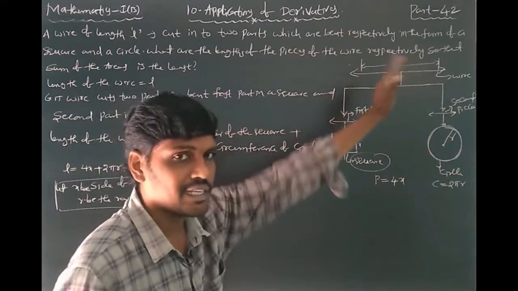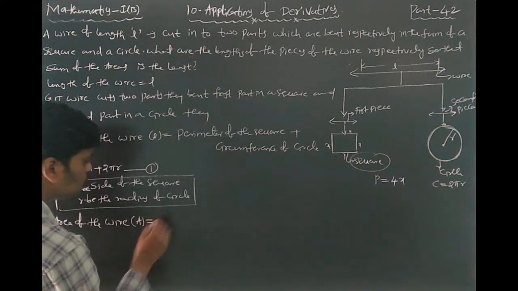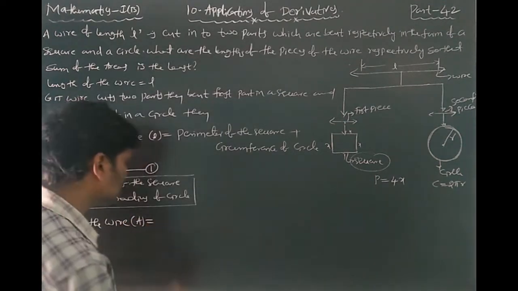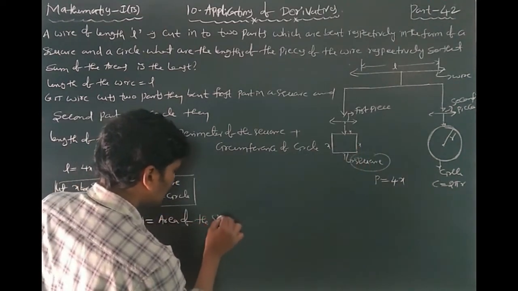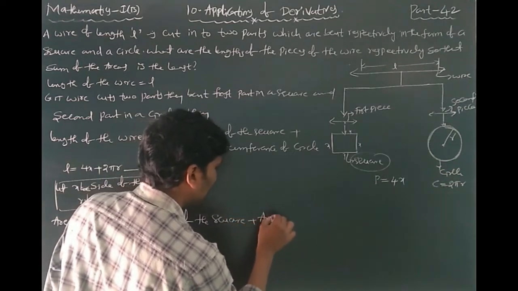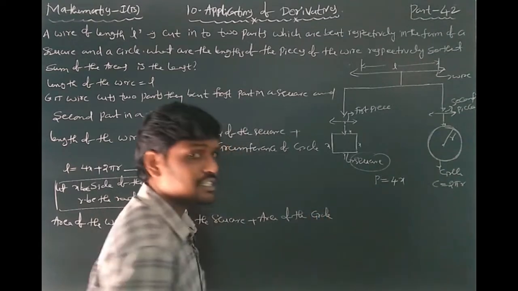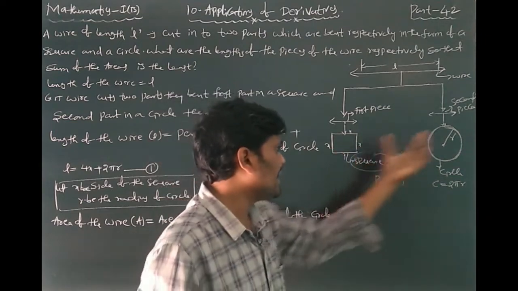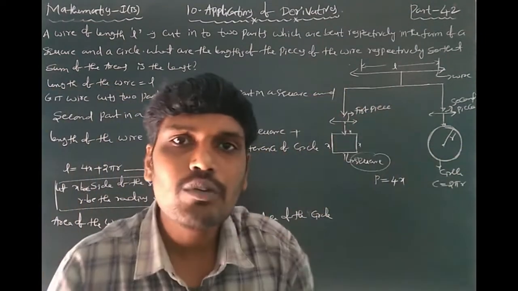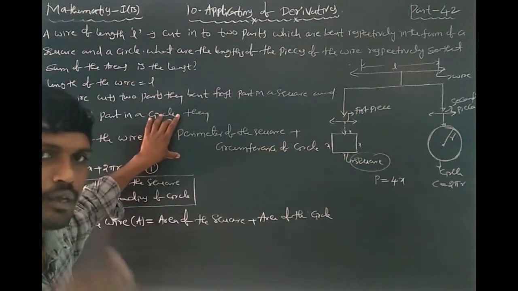Then the sum of the areas, nothing but the area of the wire, is A equal to the area of the square plus the area of the circle. Understood or not? This is very easy. The wire is divided into two parts: the first part is a square, the second part is a circle. The length of the wire is the perimeter of the square plus the perimeter of the circle; that is completed.